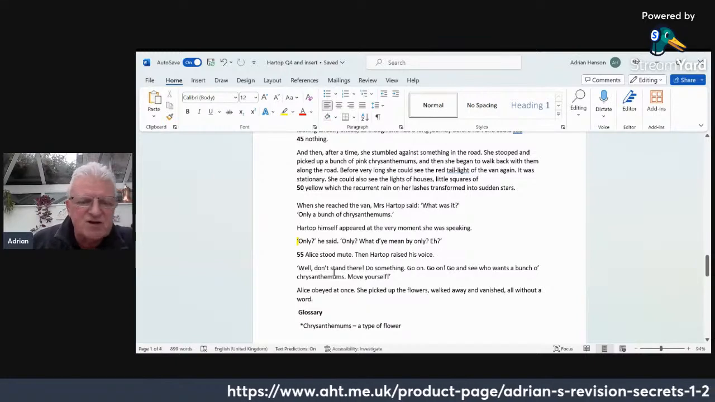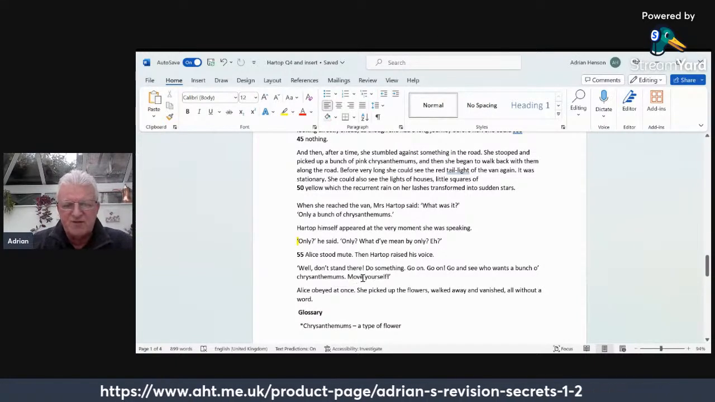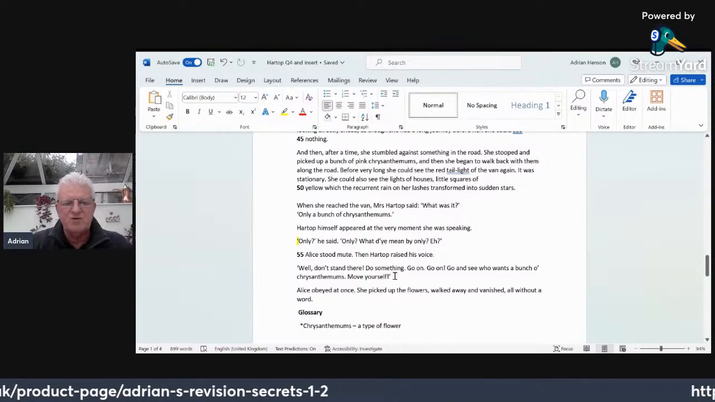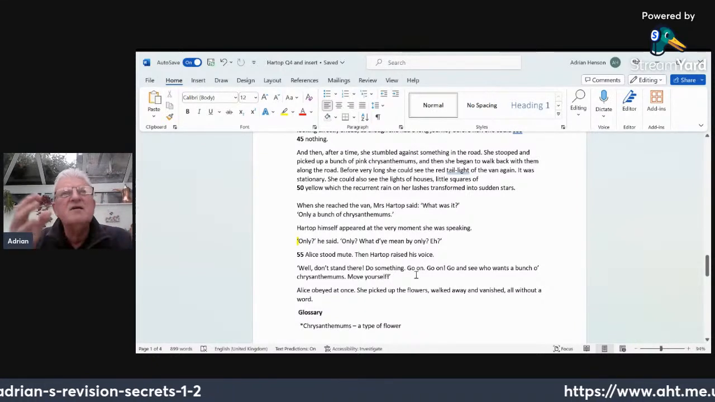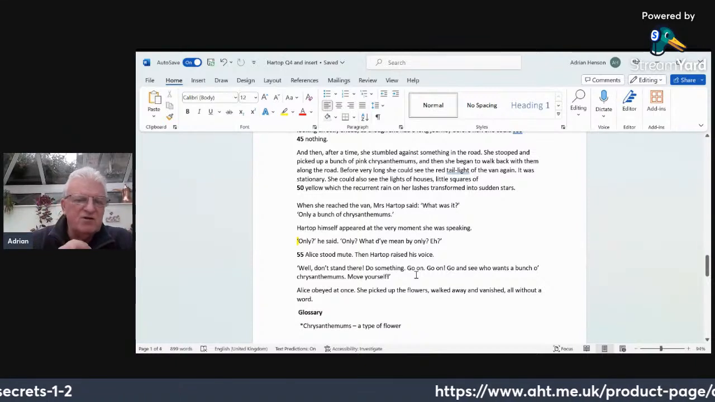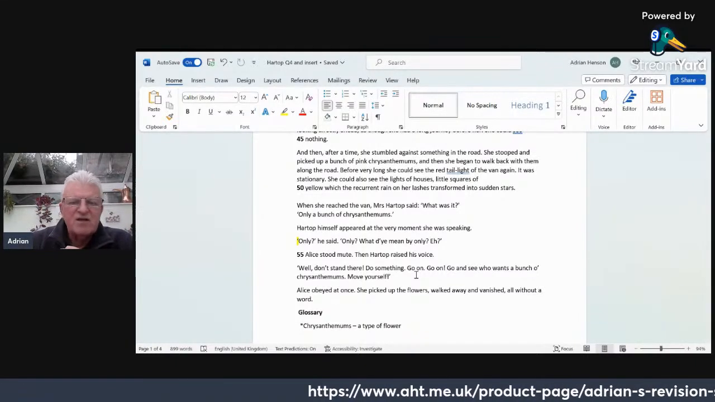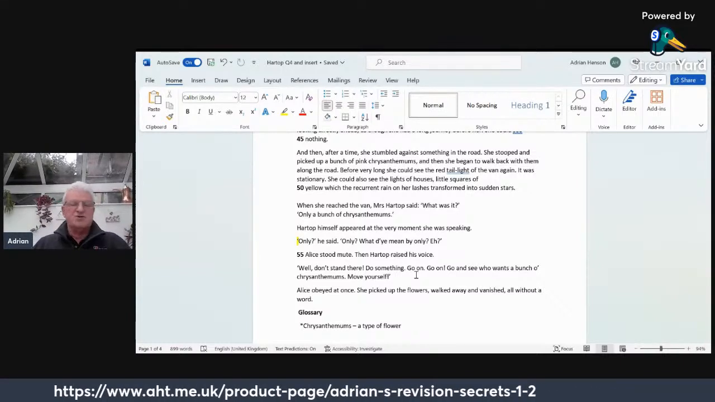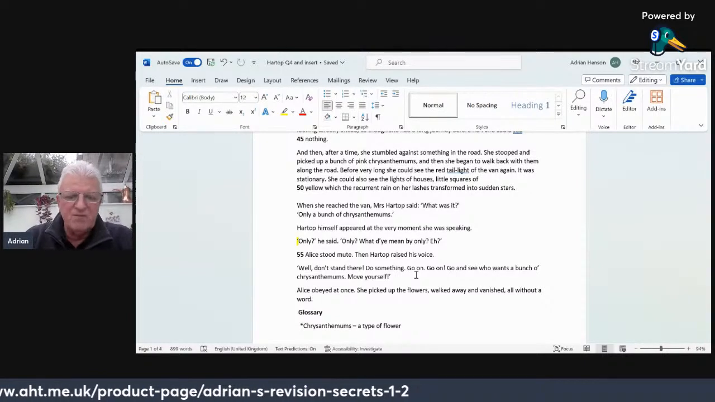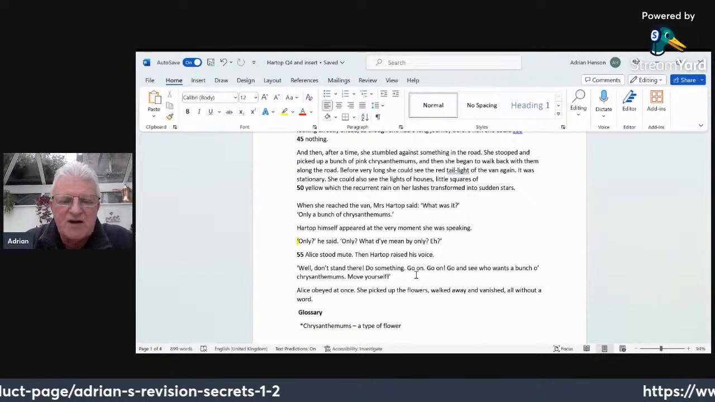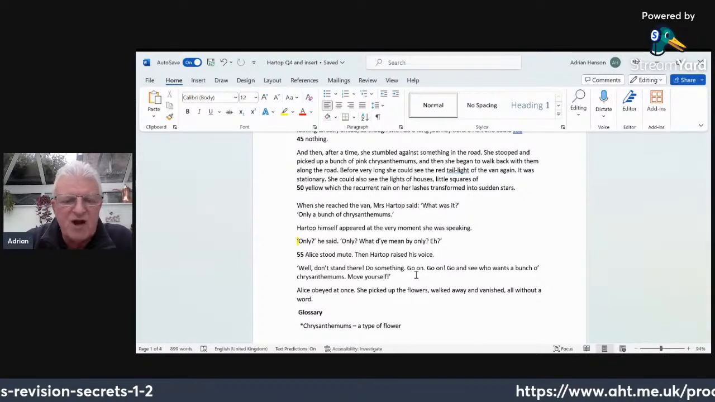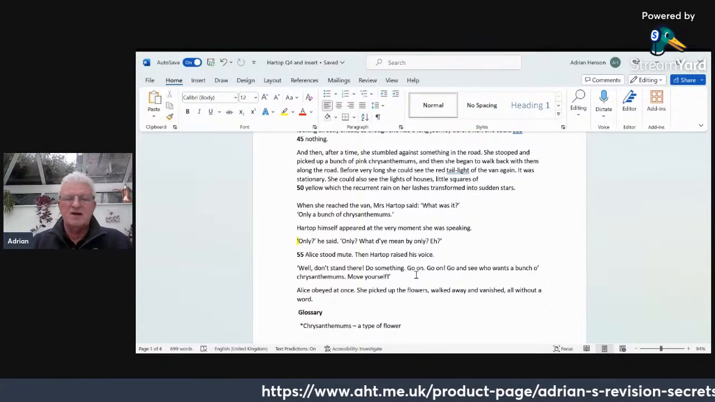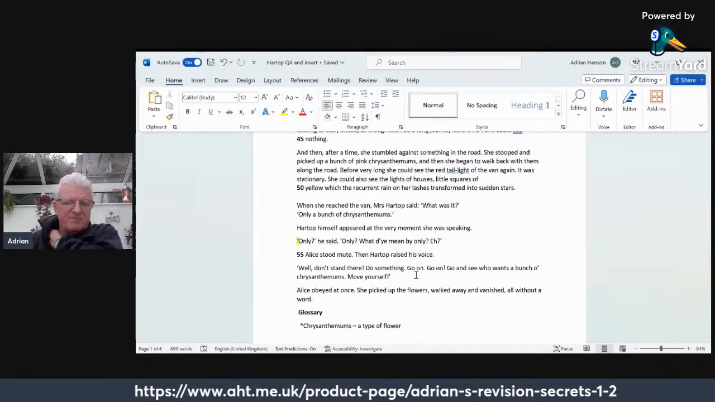And then he gives a command again. "Well, don't stand there, do something. Go on, go on, go on. Go and see who wants a bunch of chrysanthemums. Move yourself." So what the writer has included in here is the introduction of interaction through dialogue, which I suppose is a structural feature that you can mention, and this gives us a greater understanding of the relationship between Hartop and Alice, and I suppose to a lesser degree to the mother.